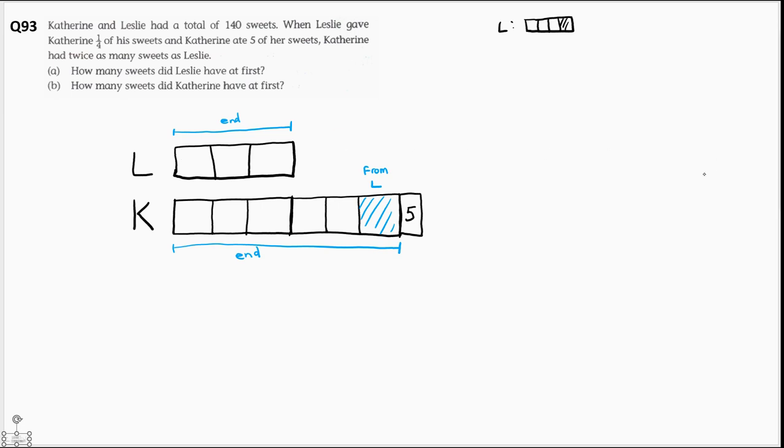And what I'm going to do is, let's say all the ones like this were with Leslie at first. So all of these blue parts are Leslie's. And what did Catherine have? Well, Catherine had all of this.